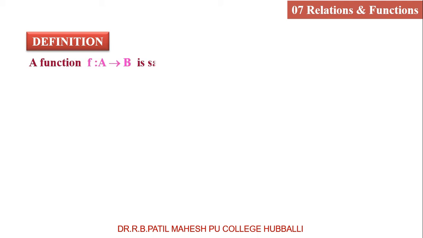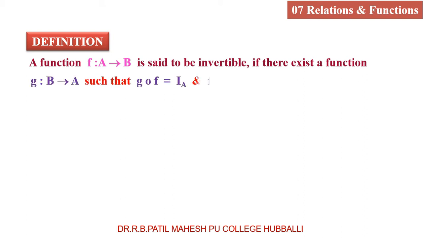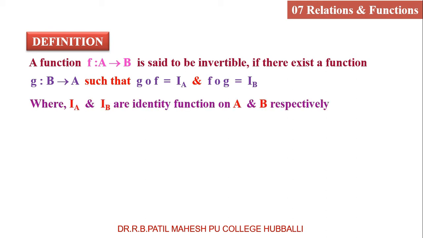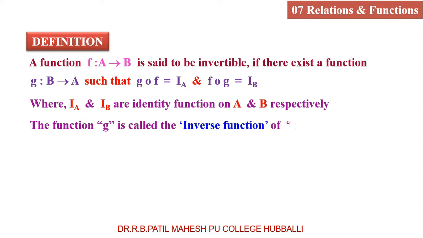A function f from A to B is said to be invertible if there exists a function g from B to A such that g composition f is equal to the identity function I_A on A, and f composition g is equal to the identity function I_B on the set B, where I_A and I_B are identity functions on set A and set B respectively. The function g is called the inverse function of f, and f is an invertible function.